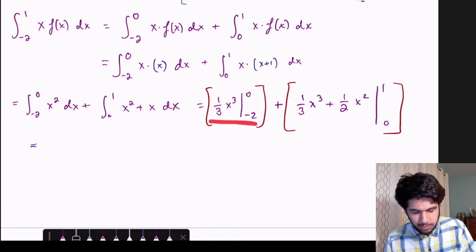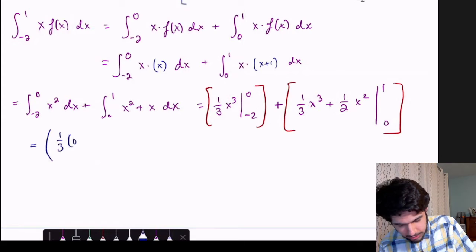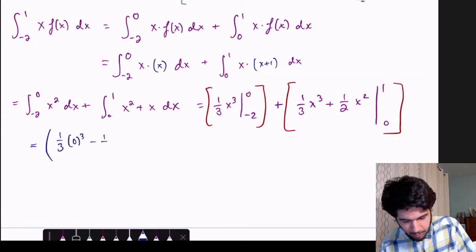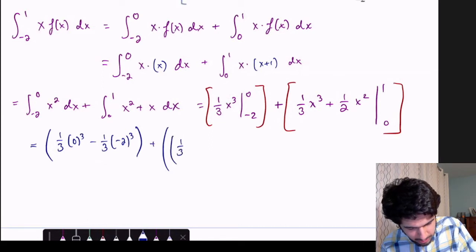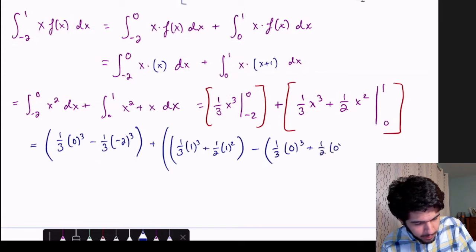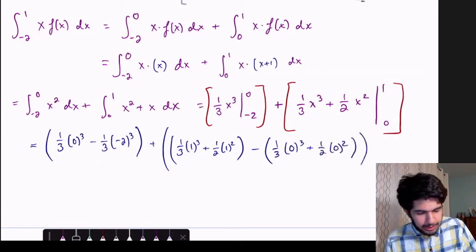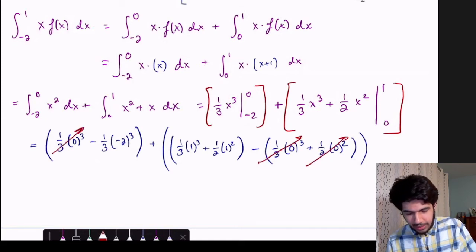So for this first one, we'll first plug in a 0. So 1/3 times 0 cubed, and then we'll subtract from that 1/3 times (-2) cubed. And then the second brackets, first we'll plug in a 1, so 1/3 times 1 cubed plus 1/2 times 1 squared, and then we'll subtract from that the same thing but with zeros. And we should see that this term here is all zeros. Both of those terms go to 0, so we can cancel those out. This first term, that goes to 0.